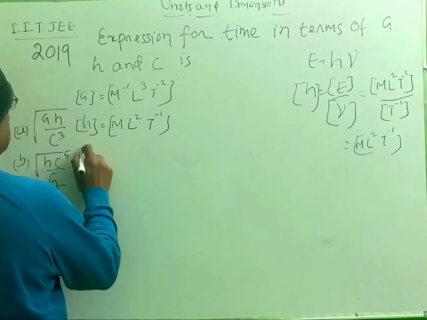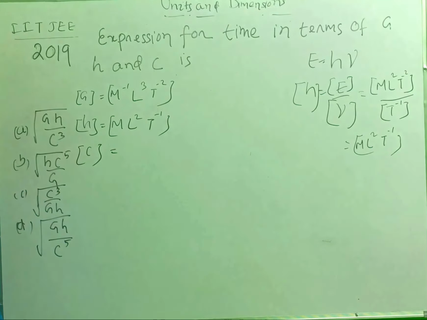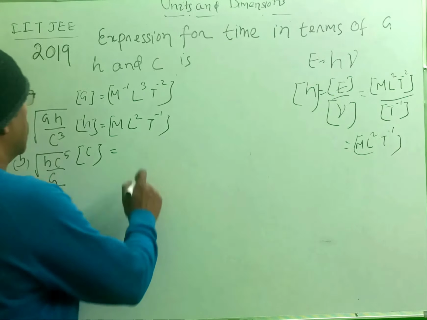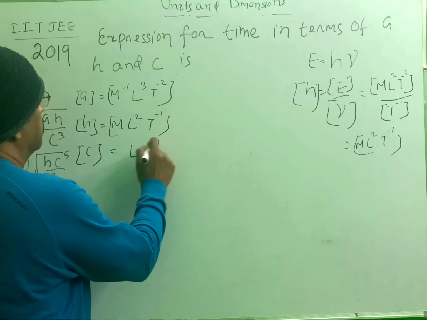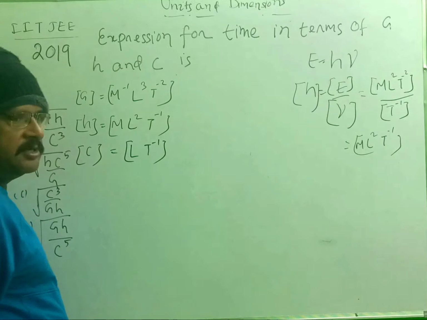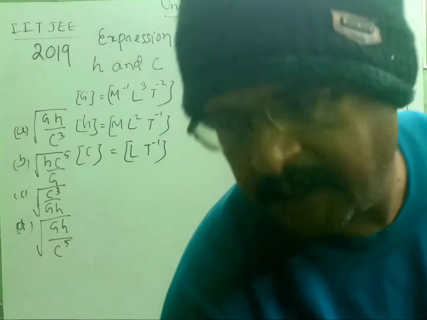And what is C? C is the speed of light, you know. And what is the formula for speed, student? That is distance by time, L by T. So the dimensions will be L T minus 1. This is the dimension of the speed of light.